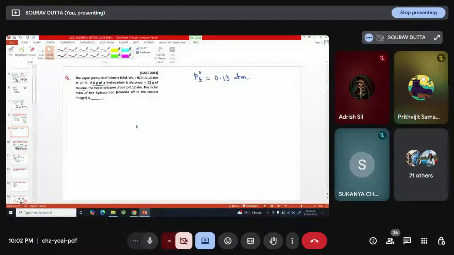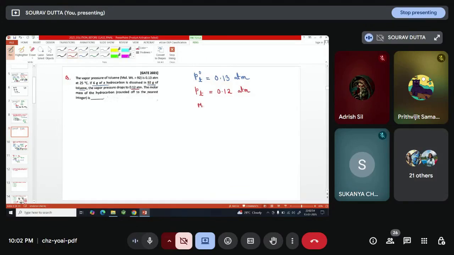The vapor pressure of toluene is 0.13 atm. When 6 gram of hydrocarbon is dissolved in 92 gram of toluene, the vapor pressure drops to 0.12. That means the vapor pressure of toluene in solution is 0.12 atm. We have to calculate the molar mass of the hydrocarbon.